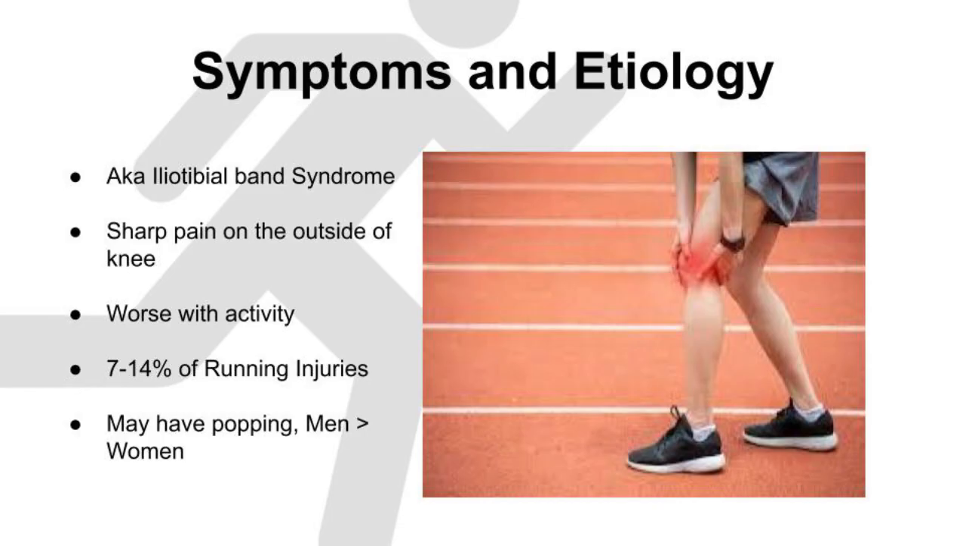I see a lot of people with knee pain. So we say IT band syndrome. It's commonly referred to that, but the long name is iliotibial band syndrome. And predominantly, the pain is on the outside of the knee. It's usually this kind of sharper pain in runners. It gets worse with activity, and it's worse in men more than women.